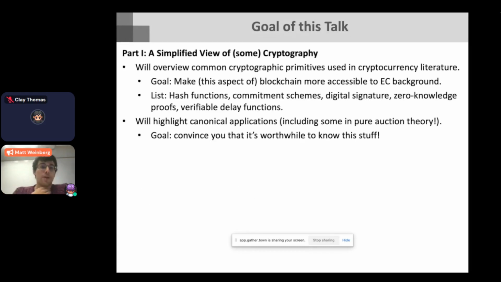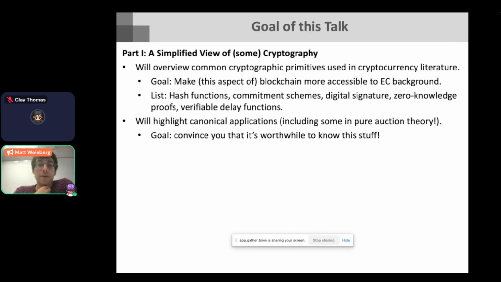Okay, so the first part of the tutorial is going to be on cryptography. And what I'm going to do is try and overview some common cryptographic primitives that are used in the cryptocurrency literature. And like I said, my goal here is to make this aspect of blockchain research more accessible to someone with an EC background. For those of you who do know some cryptography, I put up a list of what I'm going to present, so you can get a ballpark of how much you already know, or if you want to zone out and come back in later.